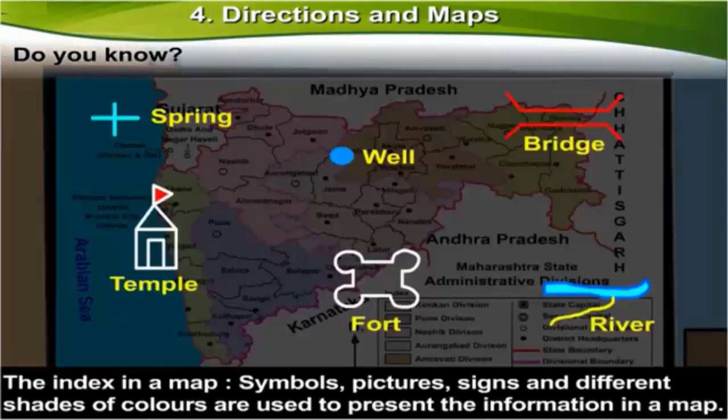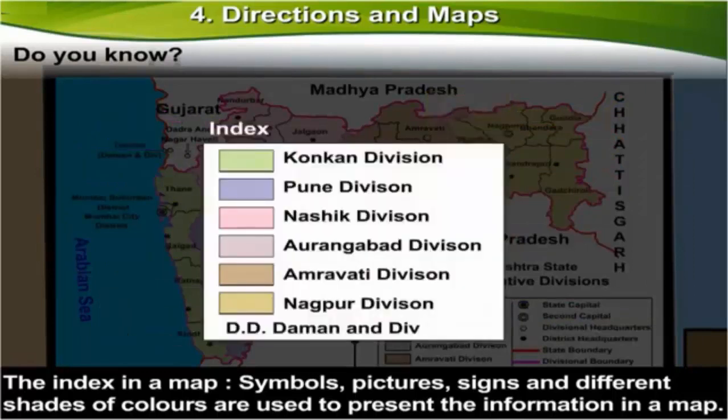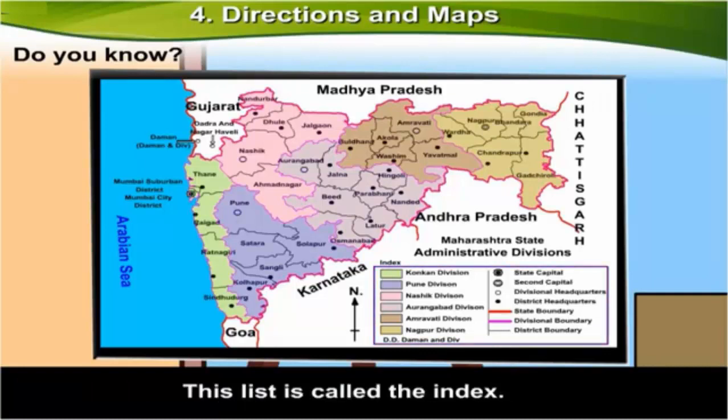The index in a map. Symbols, pictures, signs, and different shades of colors are used to present the information in a map. A list of these symbols, etc., is given along with the map. This list is called the index.